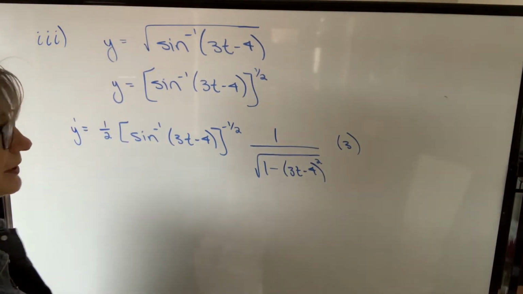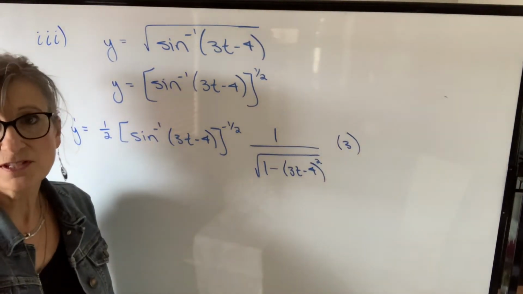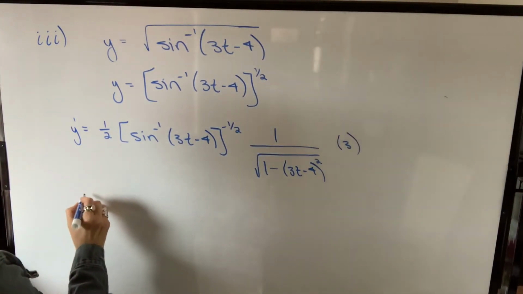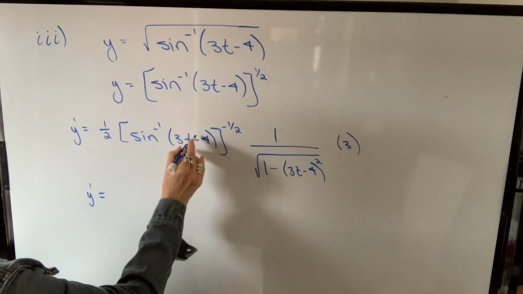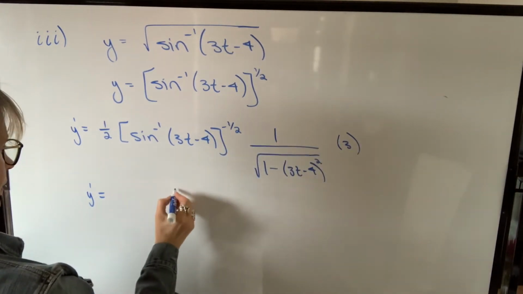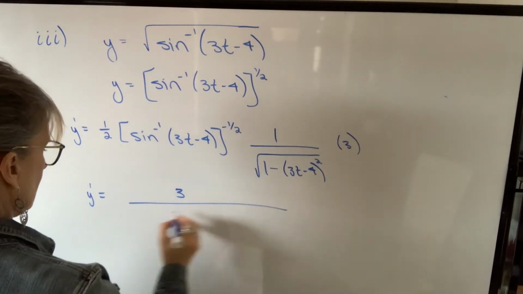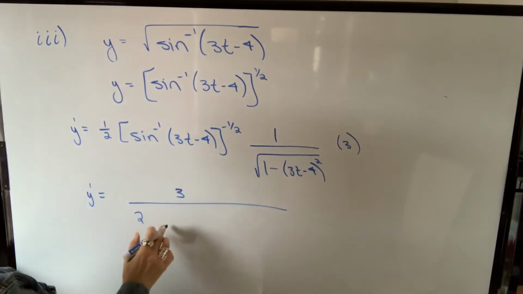The calculus part is done. Now you're going to just simplify this algebraically. That's going to go in the denominator. The only thing that stays in the numerator is a 3. The 2 goes in the denominator.